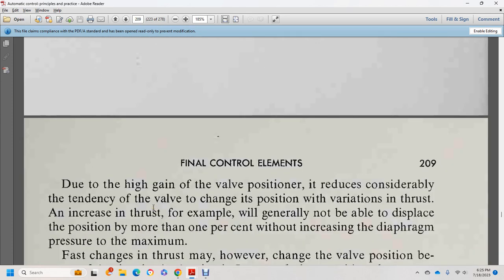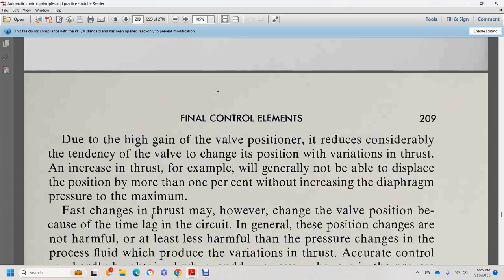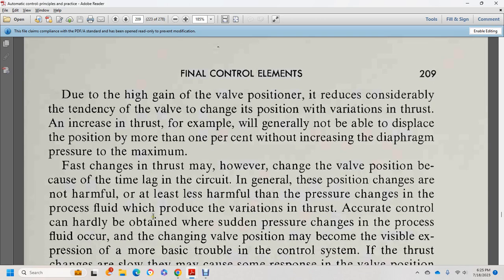Due to the high gain of the valve position, with the reduced tension of the valve, the variation of the thrust and the increase of the thrust, for example, generally it is not possible to display the position by more than 1% without increasing the diaphragm pressure to a maximum. Fast changes of the thrust may occur with the change of the valve position, because of the time lag in the circuit; in general, these position changes.